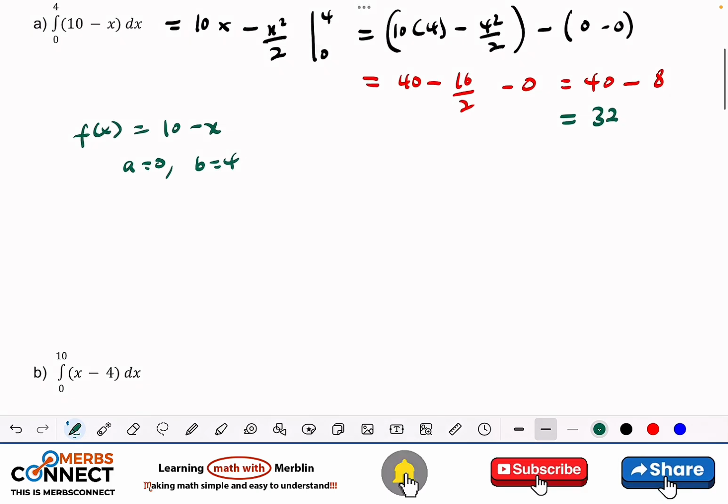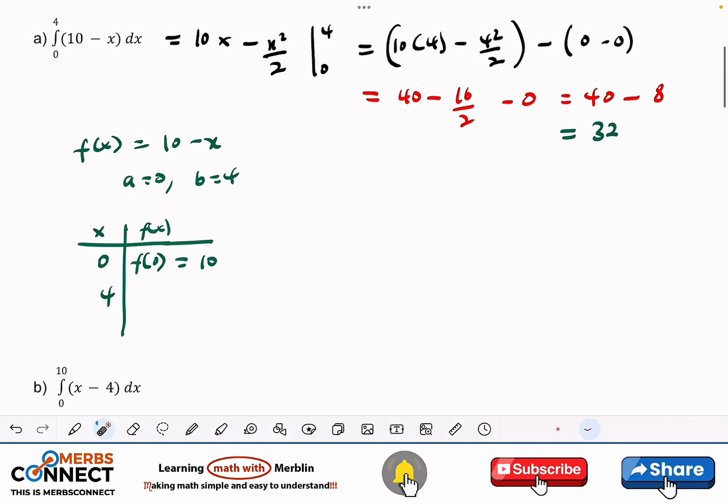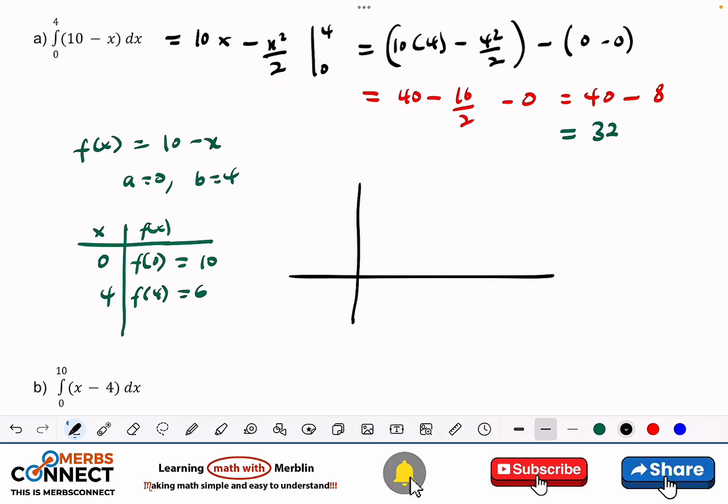We are going to create a table. We have our x values here and f of x here. So 0 and 4. Plug in 0 and we are going to have 10. So I plug in 0 here, get 10, then plug in 4 and we are going to have 6. So this is what you are going to use. Let's try and draw a graph. So I have 0, I have 4.